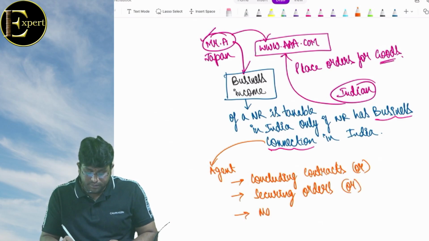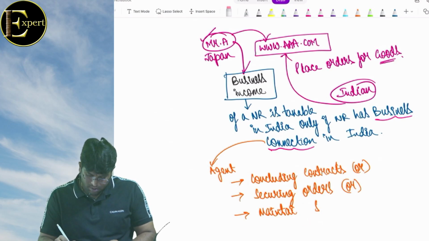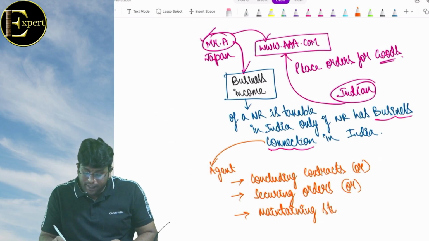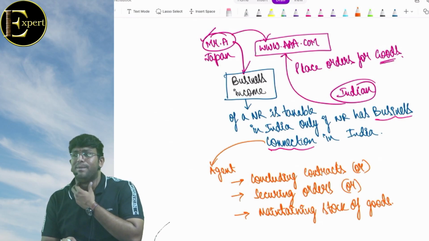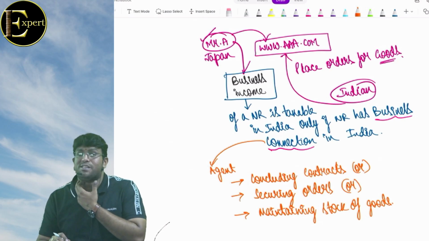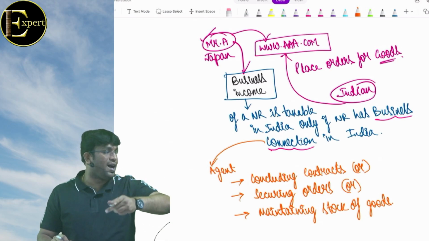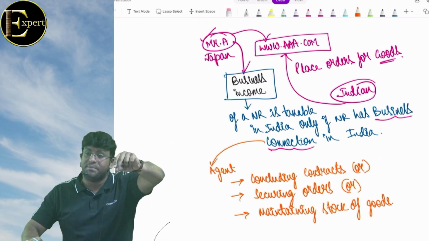Number two, who is securing orders. Number three, maintaining stock of goods. So getting clarity everybody? He is concluding contracts or securing orders or maintaining stock of goods. Then we say that non-resident has got what connection in India? And if non-resident has business connection in India, their business income in India will become taxable.